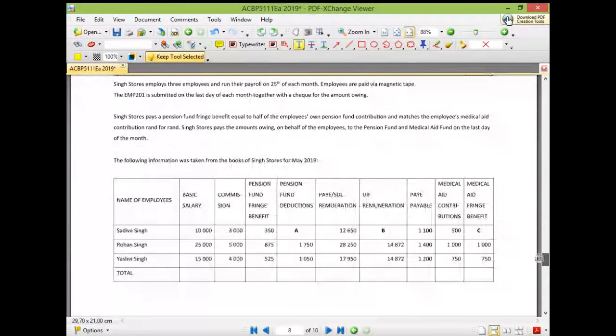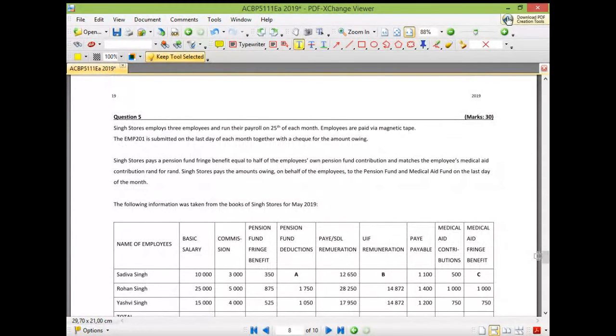So if we go to the information, let's quickly read the additional information at the top. So they tell you we employ 3 employees and run the payroll on the 25th of each month. So that's generally when we would capture it. Employees are paid by a magnetic tape, so similar to EFT in this scenario, and an EMP 201 is submitted on the last day of each month.